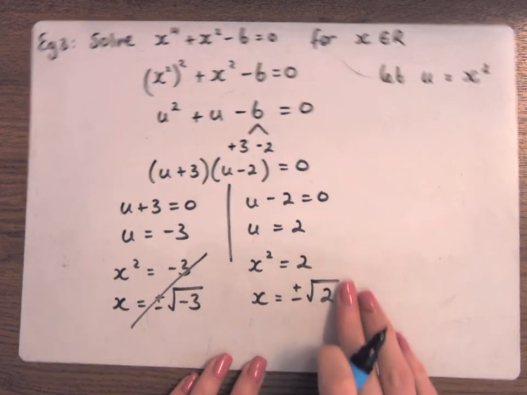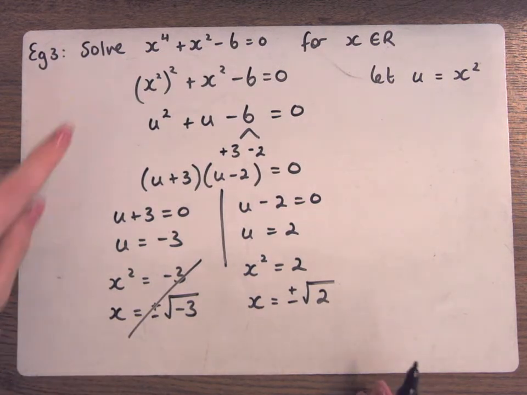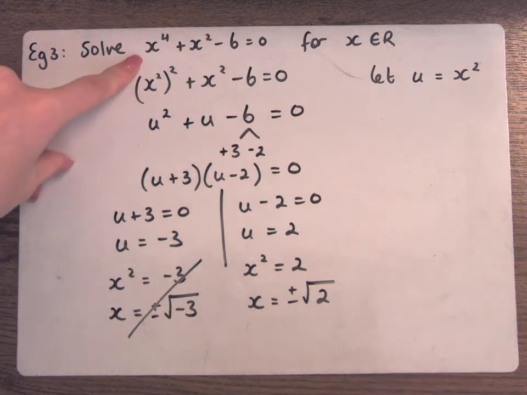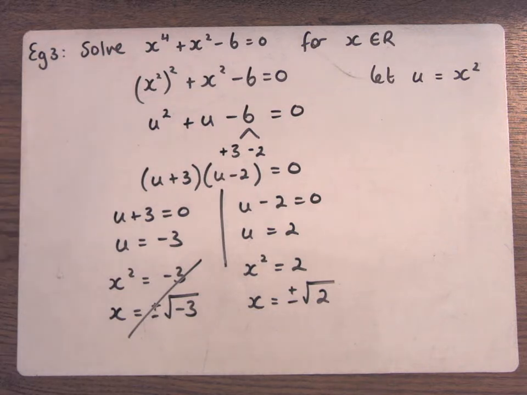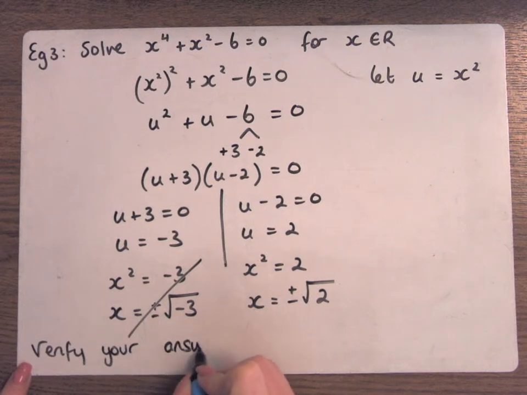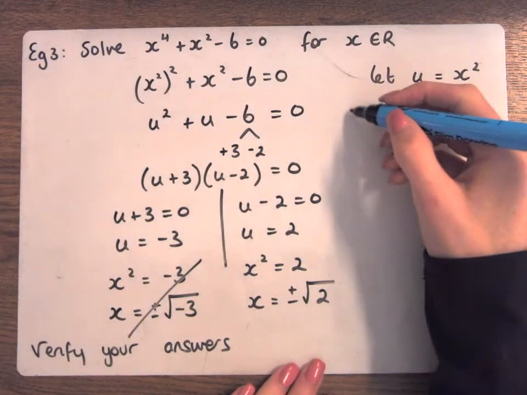Now I'm going to leave it like that because it doesn't have a nice answer for square root 2. We need to check our answers. So you just go back up here and you fill it in and you check and see, are they actually the solutions? So we should verify our answers. That just means we go right back up to the top.